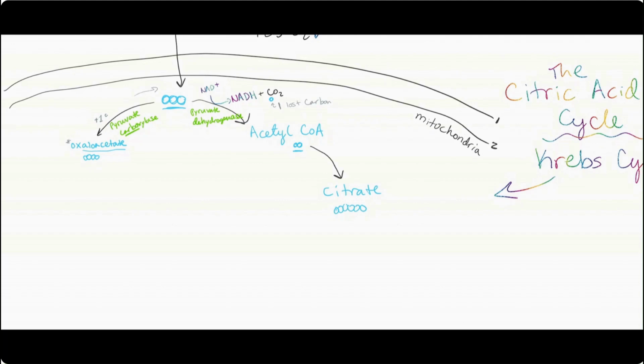Where can we get those 4 carbons? Oh, I know, we can get it from over here, right? So that's how it comes into play. And just to make things super clear, pyruvate can't be both oxaloacetate and acetyl-CoA.